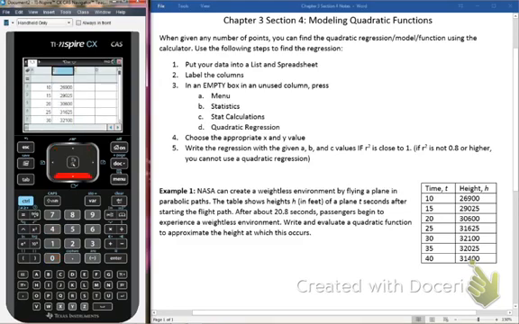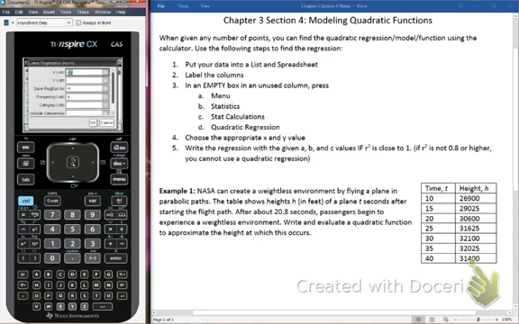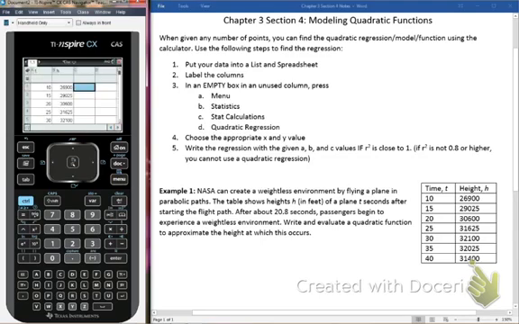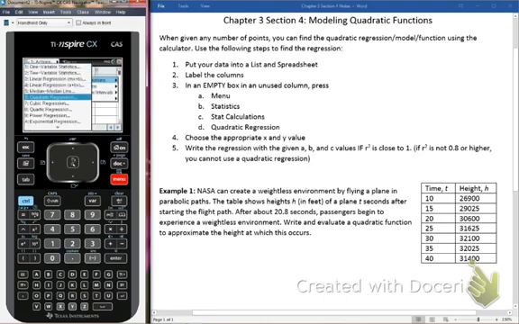That's step 1. Step 2 says to label the columns, and it doesn't matter what you label them. In this case, I'm going to label them T for time and H for height. You can use X and Y, it does not matter. Now, with number 3, in an empty box, so that's where I am here, in an unused column, we're going to press Menu, Statistics, Stat Calculations, and then Quadratic Regression.